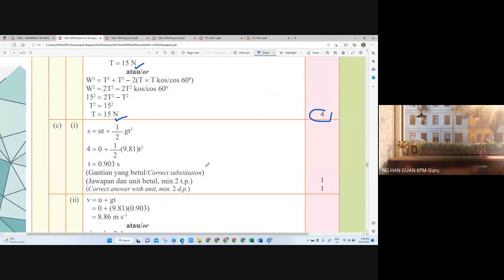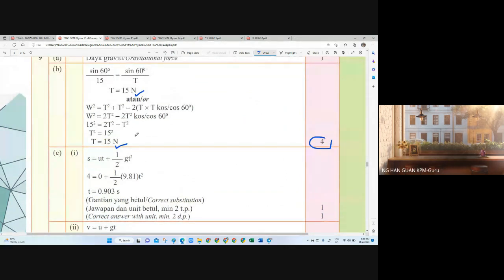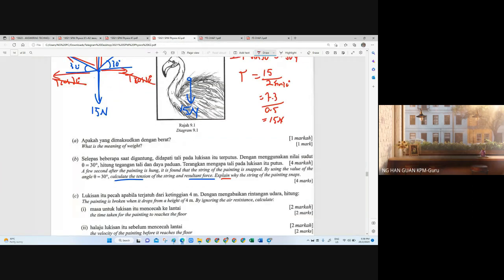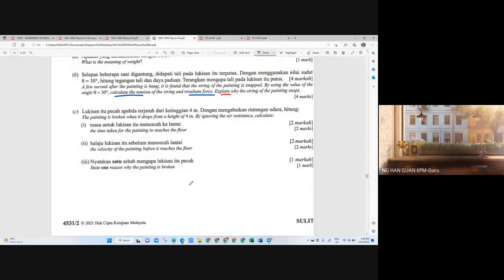Crazy, right? So remember the SPM standard: one calculation solution, maximum 3 marks only. They seldom give more than 3 marks for one calculation solution. When more than 3 marks, it is split into 2 different calculations or 2 different answers required. All right. And it asks you to draw that the painting is broken when it's dropped from a height. So this one is mixed with impulsive force already.